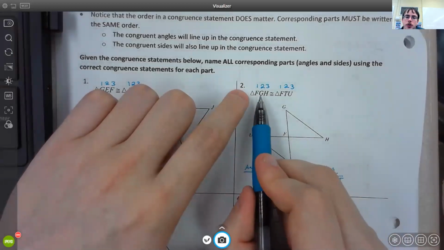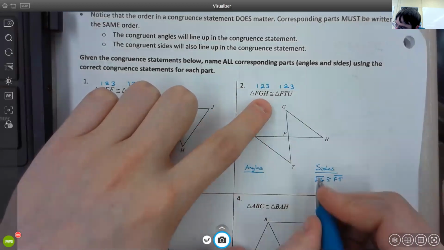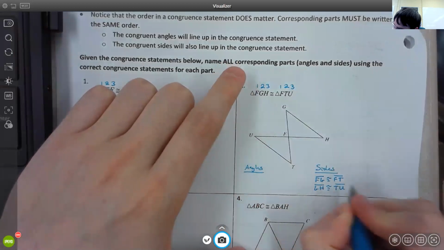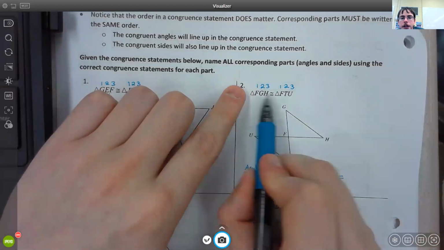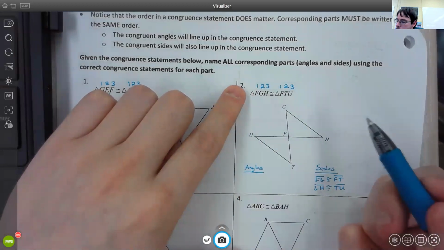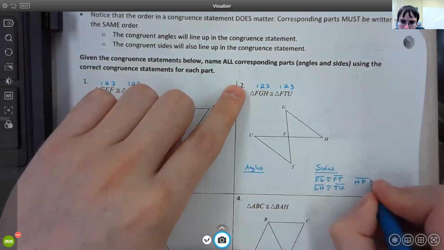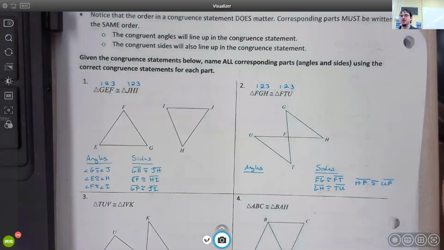Then we'll look at 2 and 3 here. We've got GH, and then here we have TU. So GH is congruent to TU. And then we have HF and UF. Now let's look at the angles.